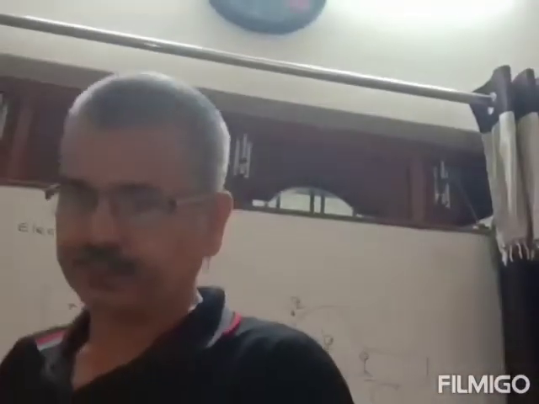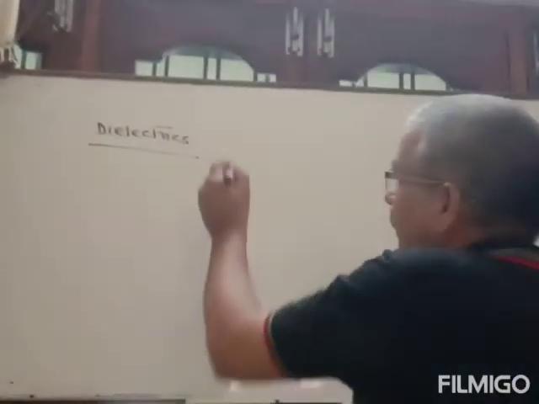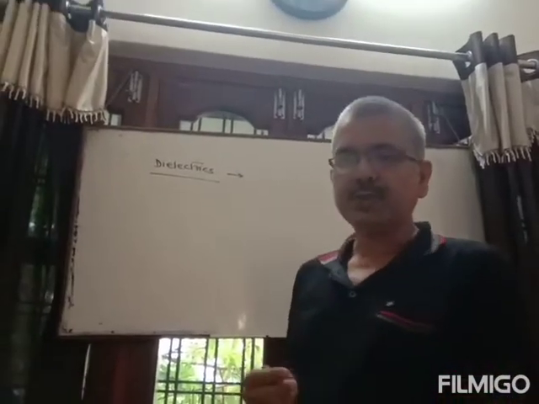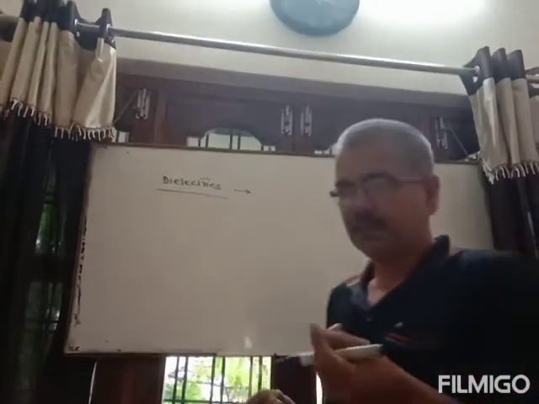Okay, thank you. Dielectrics. Dielectrics are the substances which are bad conductors in normal condition, which are not good conductors in normal condition. But if they are kept in a strong electric field, then they show the influence of the electric field. Such as paper.